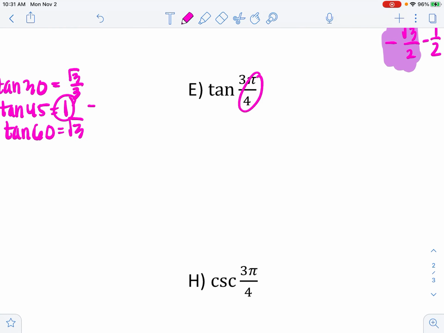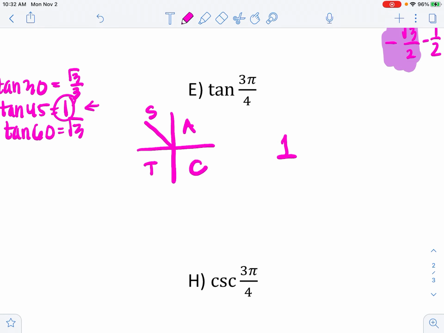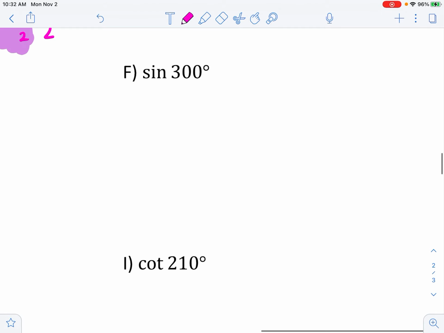Let's try another tangent. Same idea. 3π/4. Pi/4 is a 45-degree reference angle, so I know it's going to be 1 or -1. So now I need to know what quadrant 3π/4 is. Remember, your pi/4 go your odds, so they're 1, 3, 5, 7. So 3π/4 is in my second quadrant. All students take calculus. Is tangent positive in this quadrant? No. So that means it's negative.